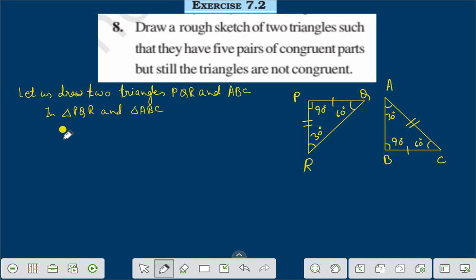are defined. You see that angle P is equal to angle B, which is equal to 90 degrees, right? And angle Q is equal to angle C, and that is equal to 60 degrees. And angle R is equal to angle A, which is equal to 30 degrees, right?